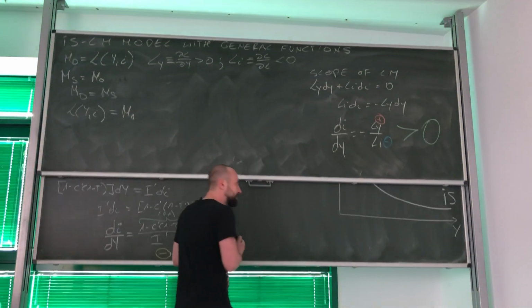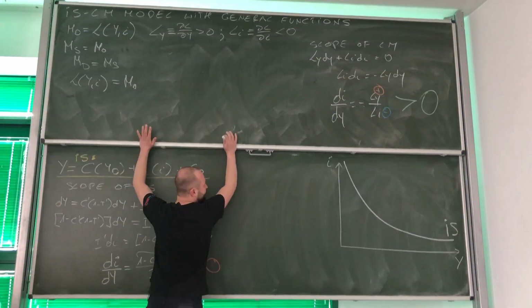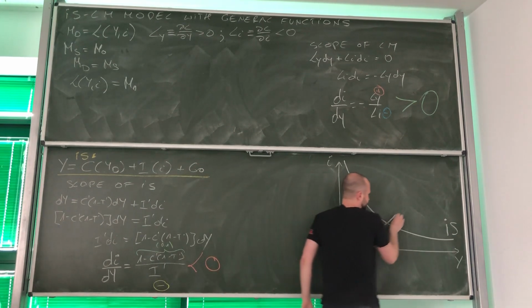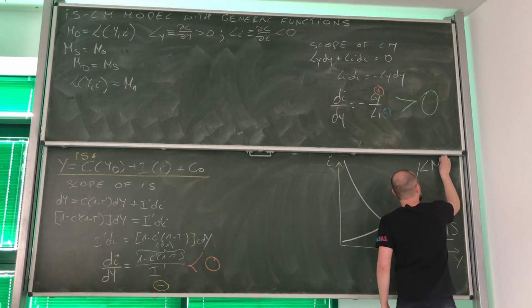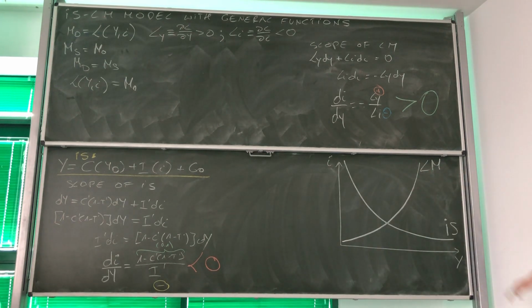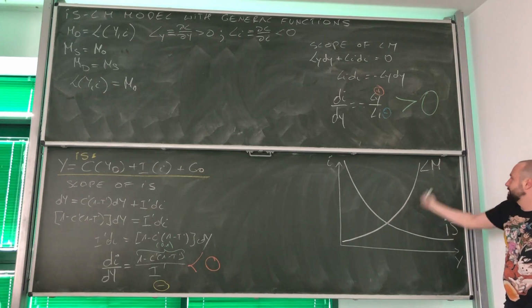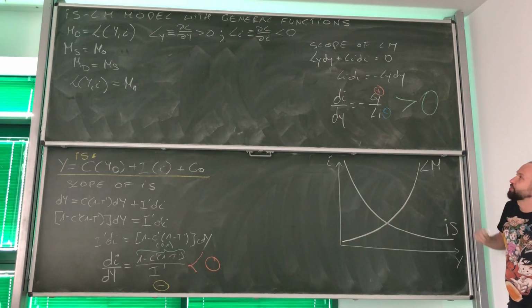Again, we don't need to assume that the function is linear, it must have some general upward sloping shape.